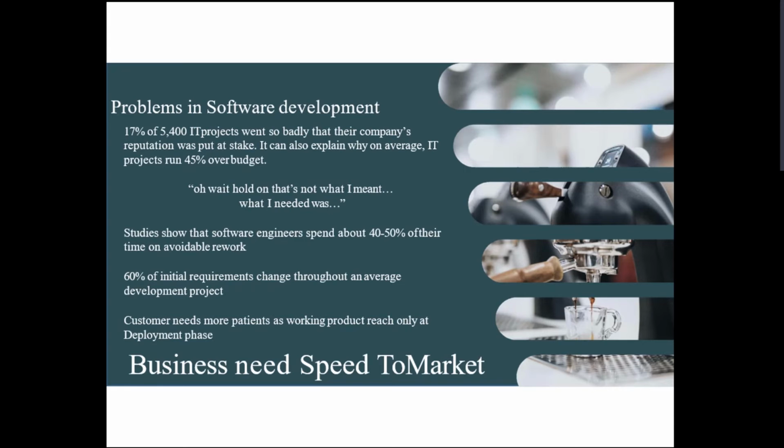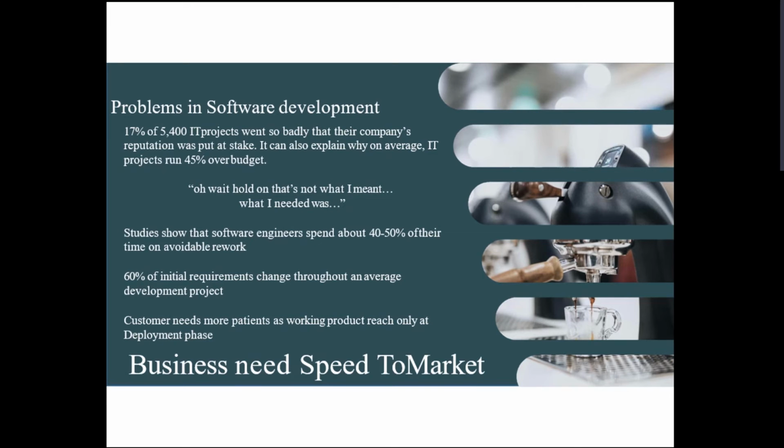So people will start with the project, and after that there is a change and people start reworking on the particular requirement again and again. And 60% of the initial requirements change through the average deployment project. Only during the UAT phase will people see what this application is all about. But at the same time, business is expecting faster delivery because business needs to go to the market as fast as possible.